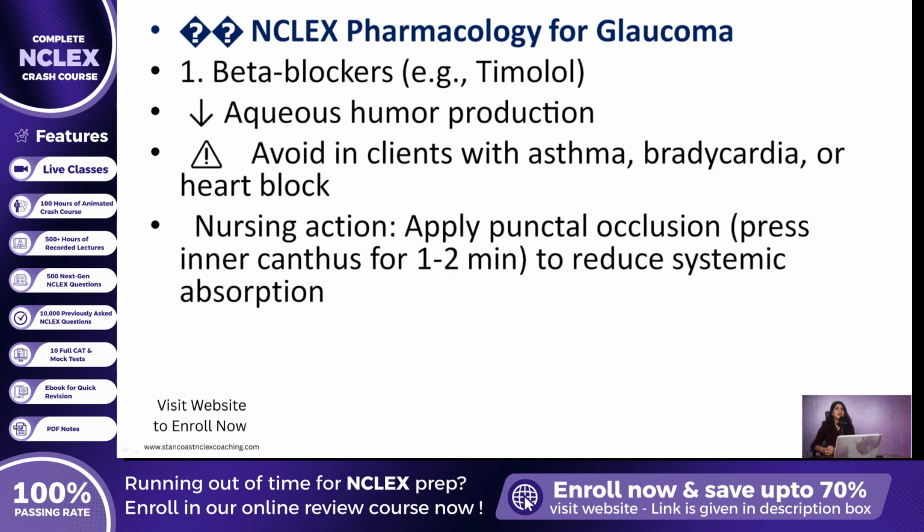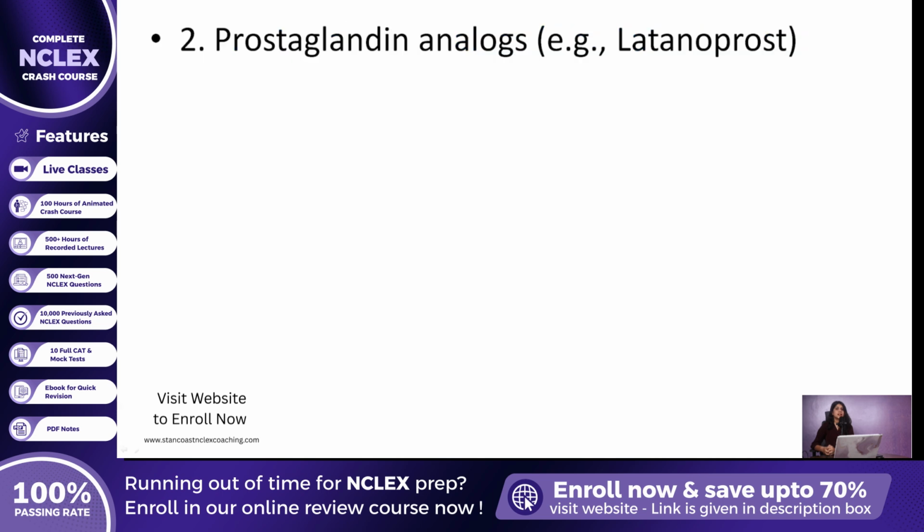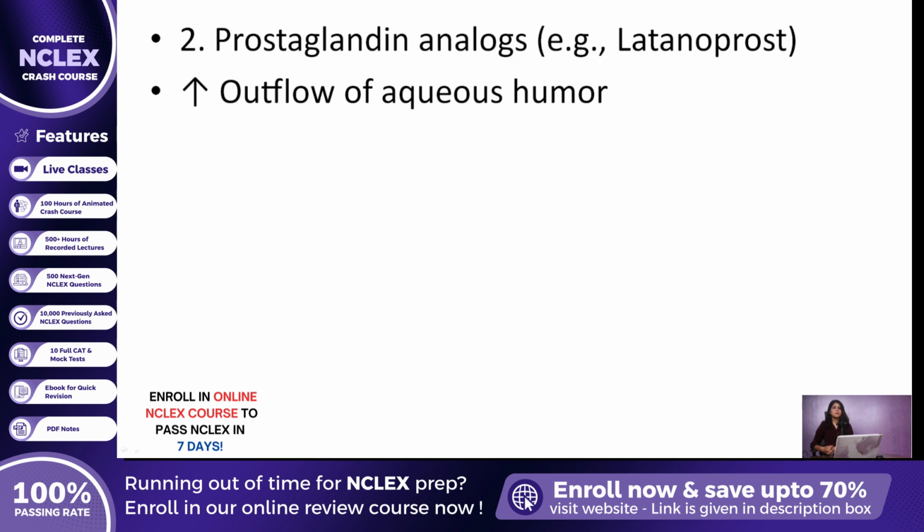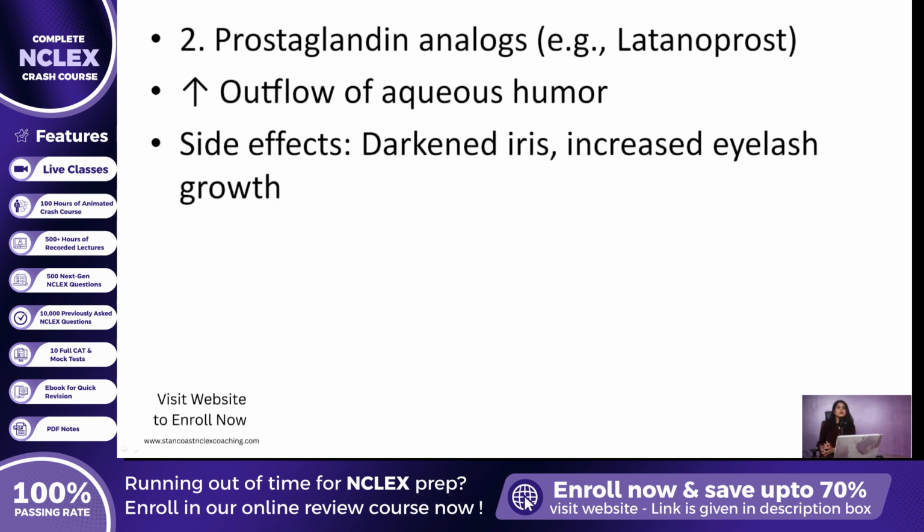Let's now move on to another major drug class, prostaglandin analogs, with latanoprost being a classic example. Unlike beta blockers, prostaglandin analogs work by increasing the outflow of aqueous humor, helping the fluid drain more efficiently from the eye. However, they do come with some unique side effects you need to educate your patient about. These include darkening of the iris and increased eyelash growth.